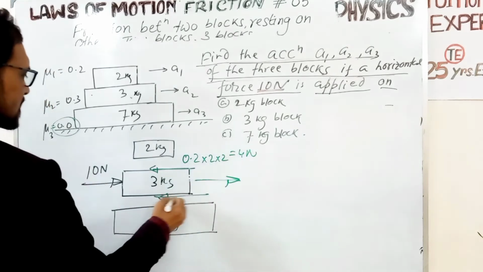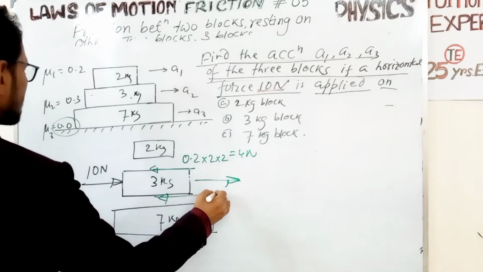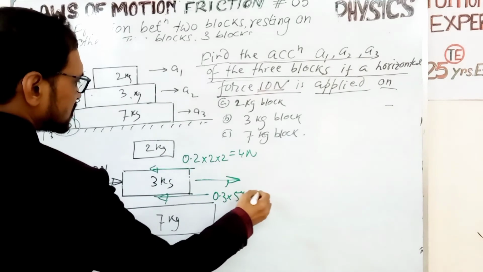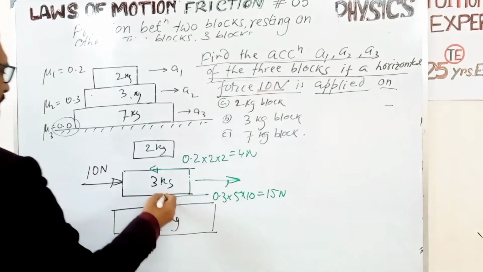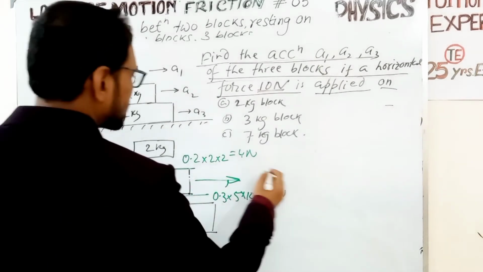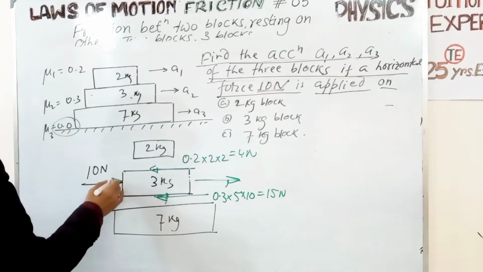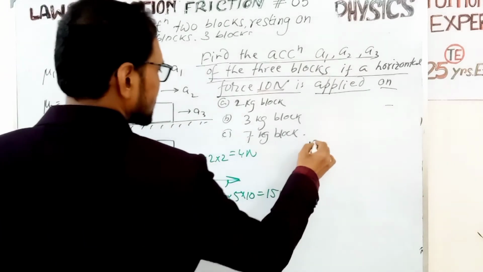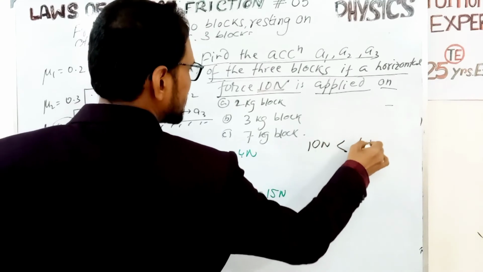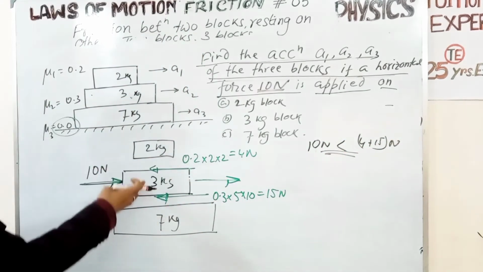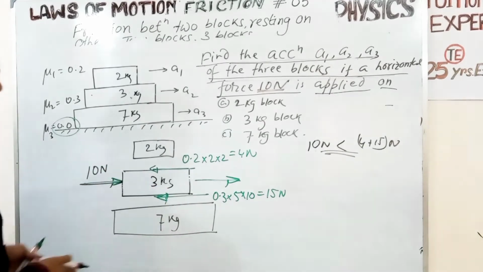Now this friction is equal to mu 0.2 into mg, 2 into 2, that is 4 Newton, and this friction is mu, that is 0.3, into the same way 3 plus 2, 5 into 10, that is 15 Newton. Now the total friction force is 4 plus 15, which is 19 Newton. Now the external force is 10 Newton, so 10 Newton is less than 4 plus 15 Newton. So the external force cannot drive the 3 kg because friction is greater.